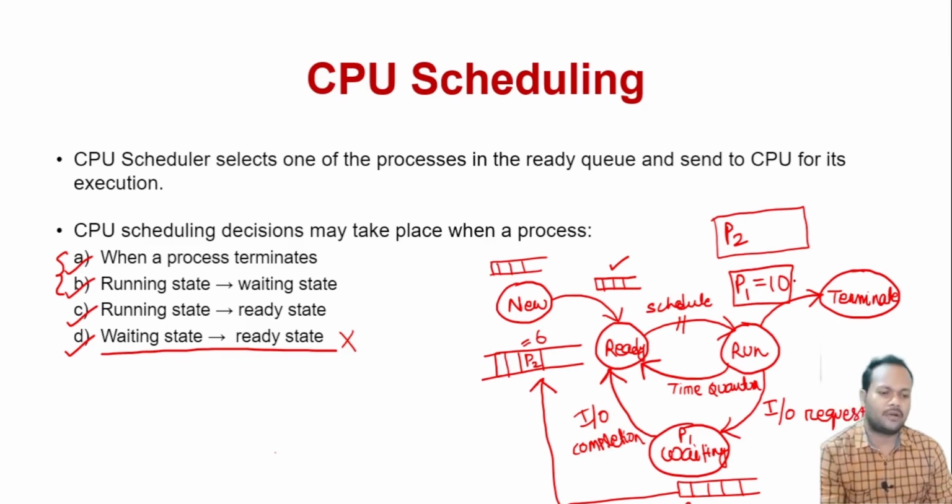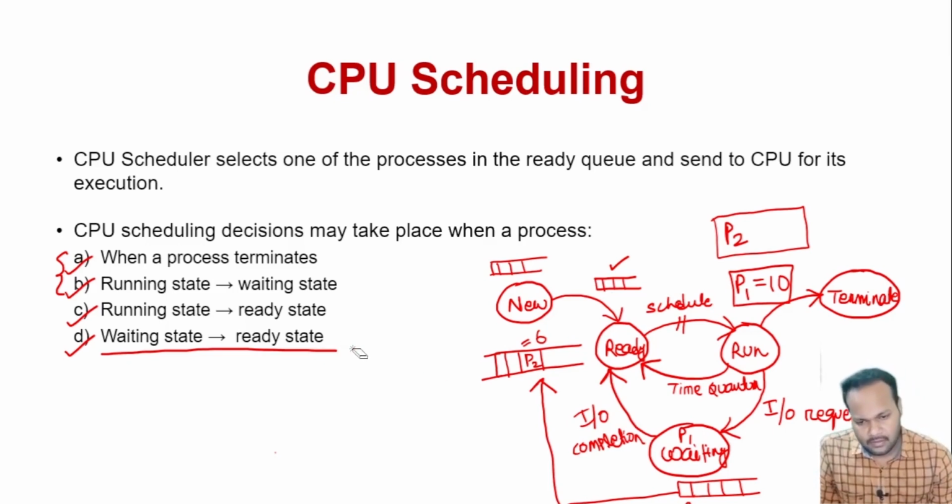Because a high priority process is already running, and P2, which recently came to the ready queue, has low priority as compared to the process currently running inside the CPU, there is no need of taking out the high priority process from the CPU. So at that time the CPU scheduler will not be invoked.